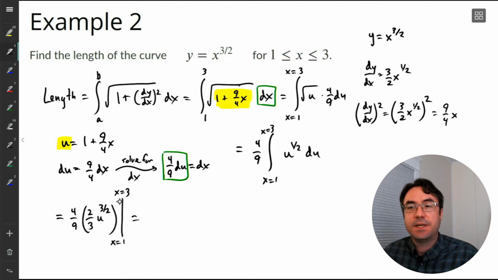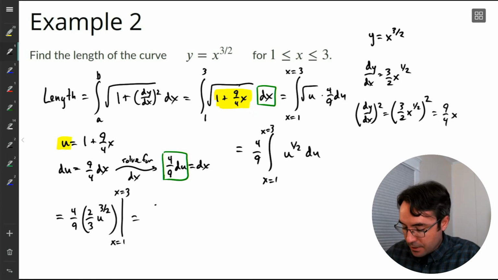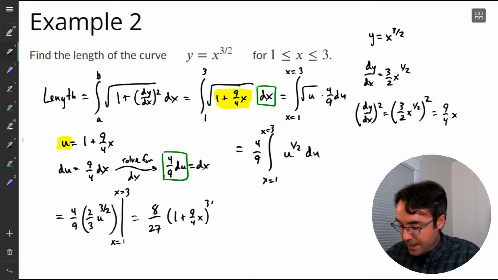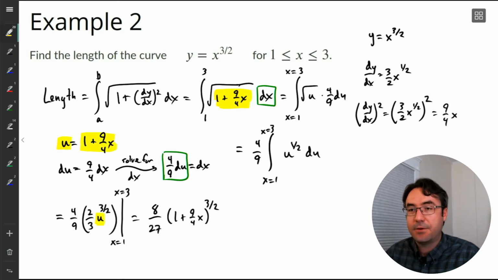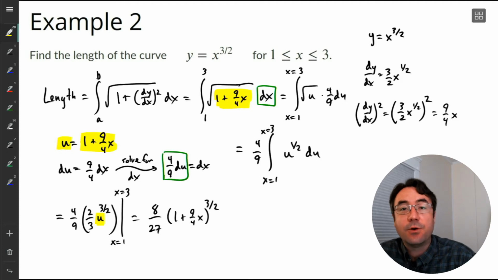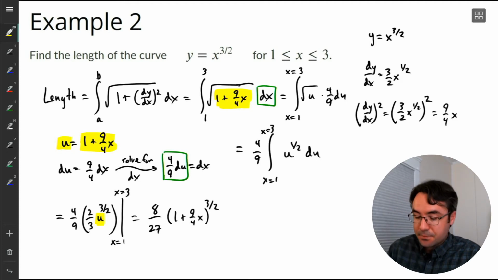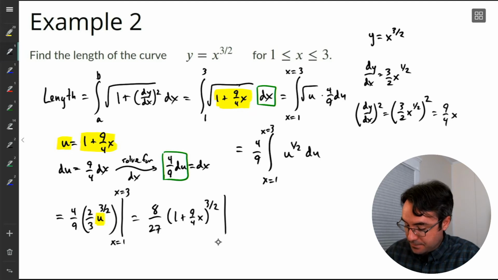Now we didn't do anything with the limits of integration, so we want to convert this antiderivative back to x. And while we do that, let's just simplify these coefficients. So we're going to have 8 over 27, and then we're going to end up with 1 plus 9 over 4x raised to the 3/2. So I just switched this u here and changed it to a 1 plus 9 over 4x. And now we're going to evaluate.